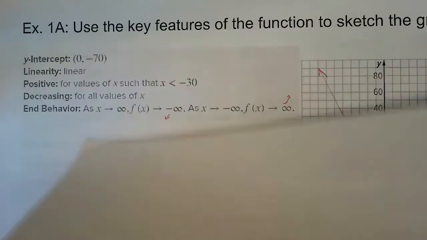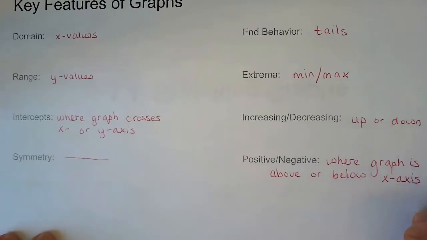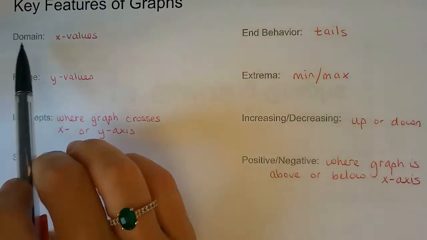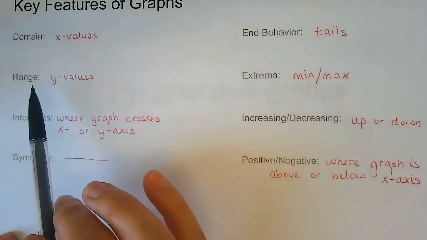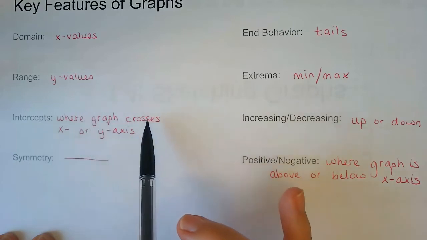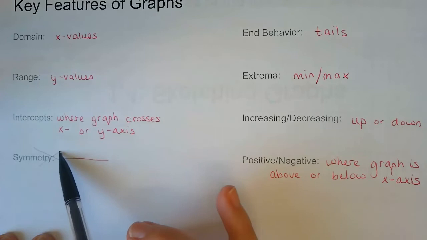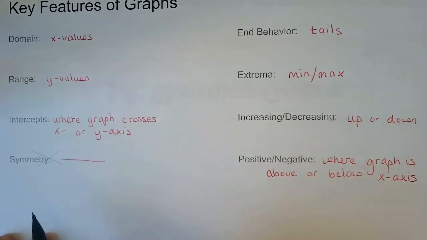Section 1.4 is all about sketching graphs. Here are some vocabulary words that we've already discussed that will still be used. Domain will be your x values, range will be your y values, intercepts are going to be where your graph crosses your x or your y axis. We decided to not talk about symmetry, so you can ignore that piece.